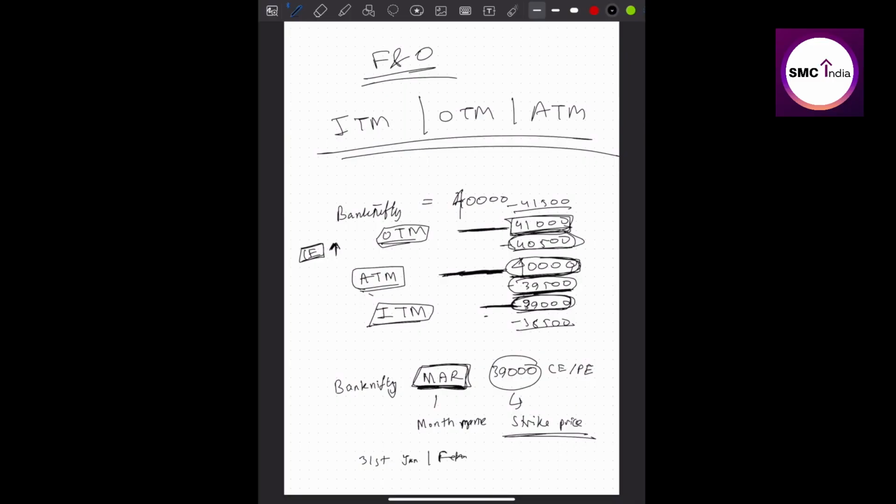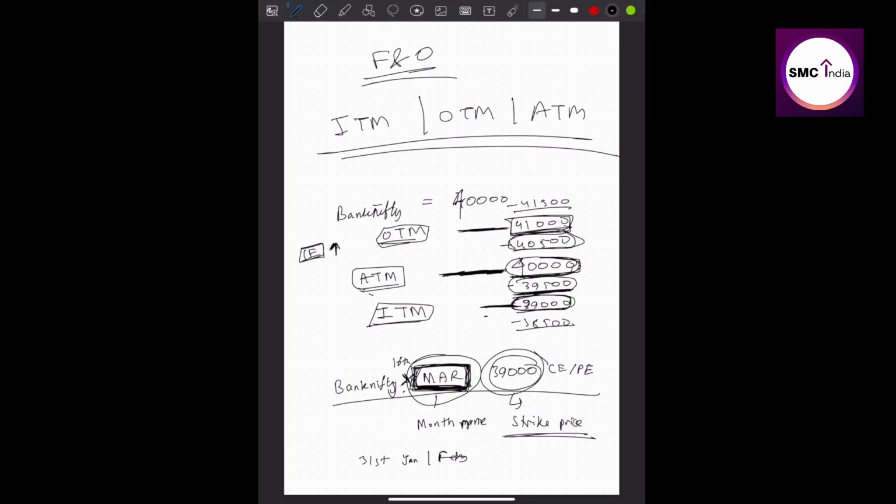So the last week will not be represented by a date. The last week will only be represented by the name of the month. That's it. But the previous weeks will be represented by the particular day on which Thursday falls. It can be 15th, 16th, whatever the day is, it will be written like this: 16th March. So in the name of the option we have covered the date, and the strike price.